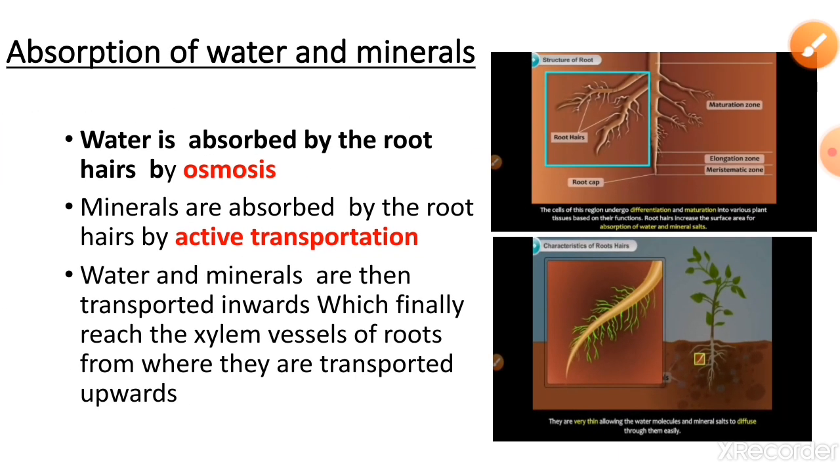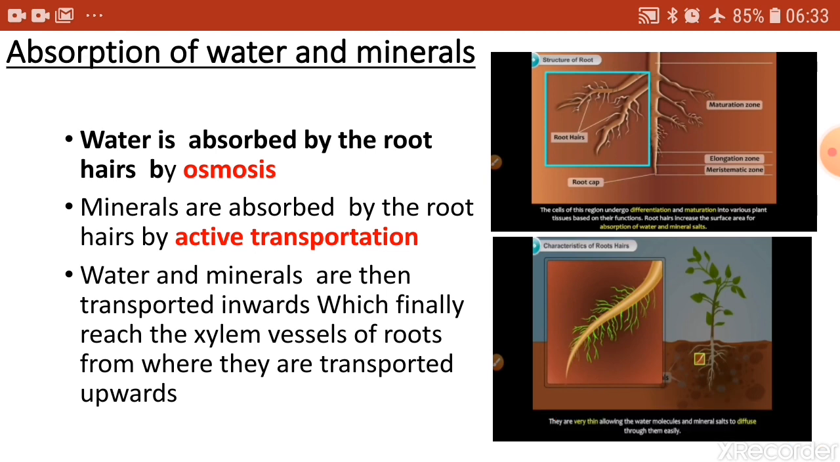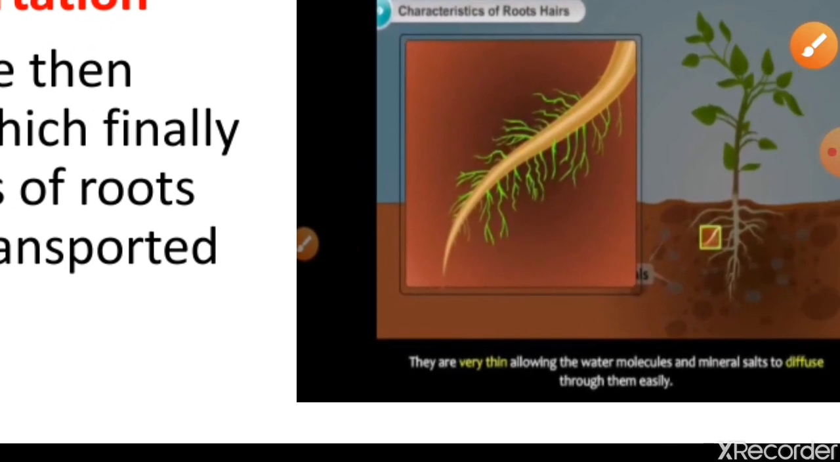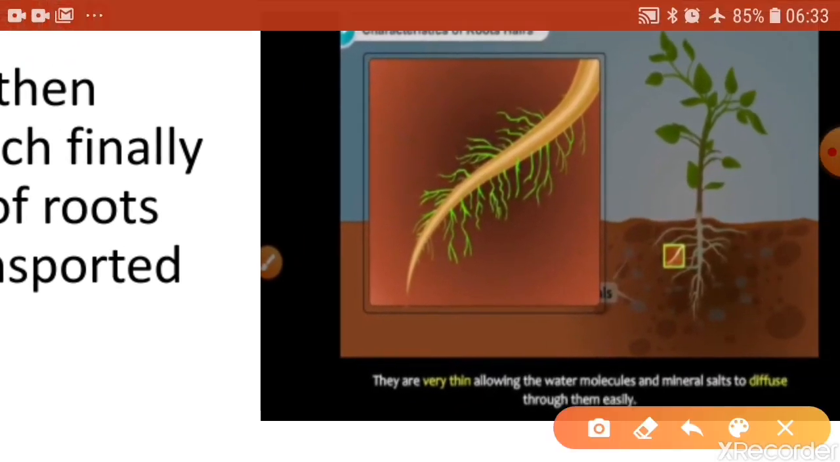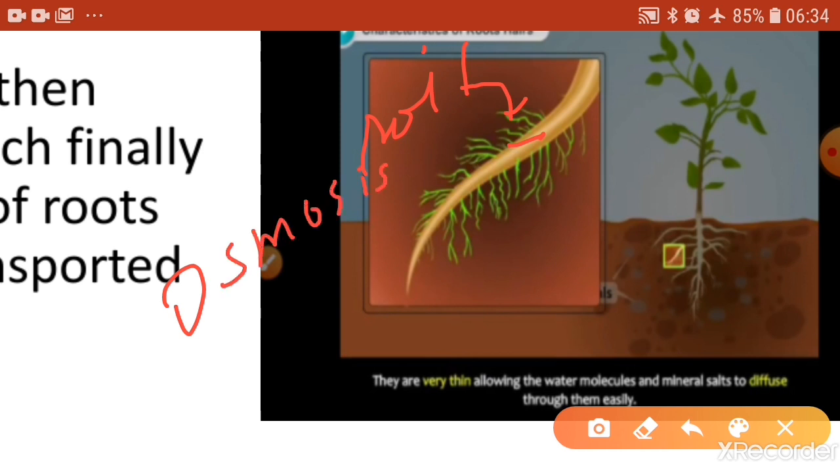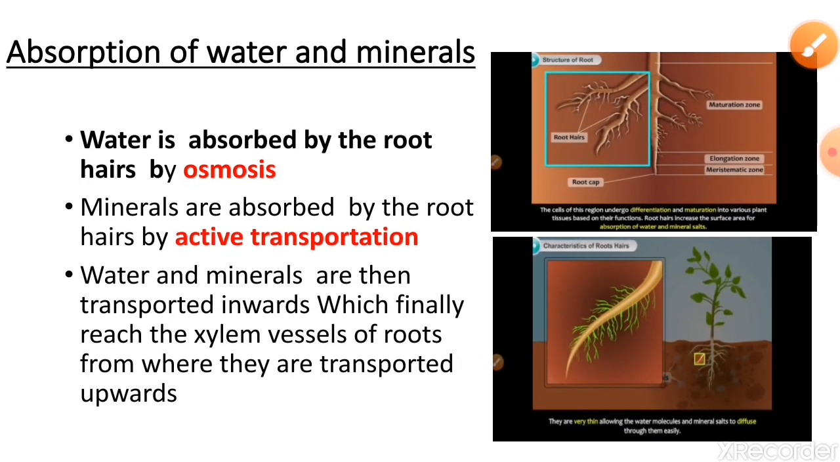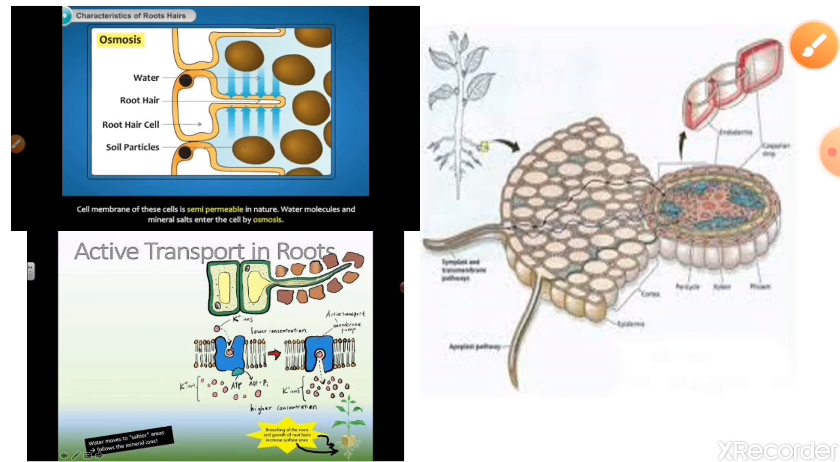So the water and minerals from the soil are absorbed by the root hairs, and then they are taken into the interior of the roots. Water will be absorbed by osmosis. In detail you have learned about this in class 9, and minerals are absorbed by active transportation. Let us learn a bit more about this.